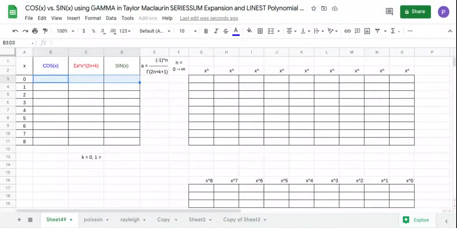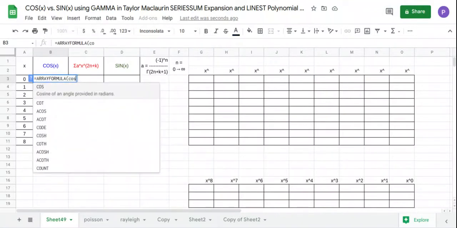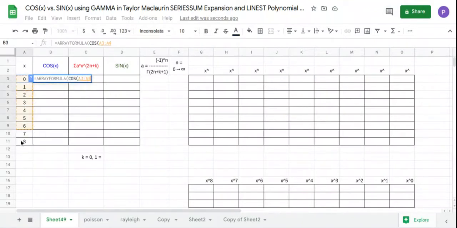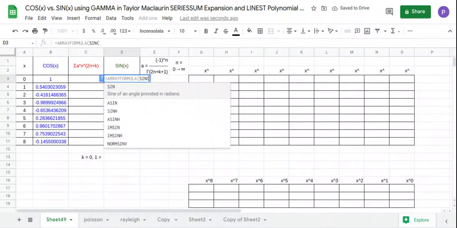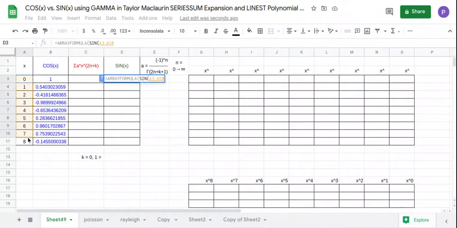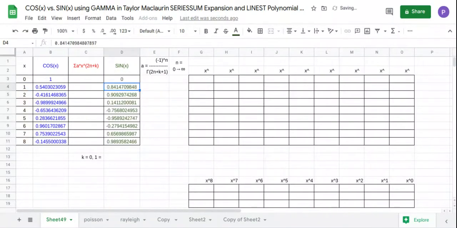In this video, we will generate the trendline and trendline polynomials of cosine and sine using the Taylor-Maclaurin Series sum expansion. We begin with a dataset of the cosine array formula, cosine of the x values 0 to 8, and the sine function, which is array formula, sine of the x values 0 to 8.